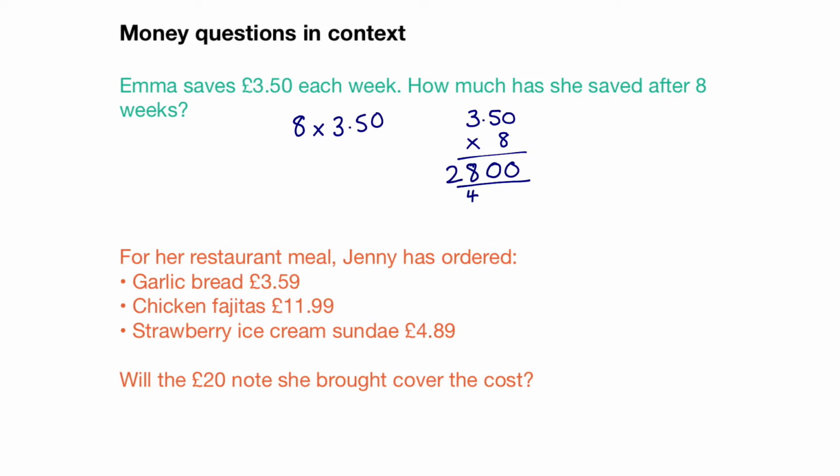And if we look at our question, look at the number of decimal places in the question, number of figures after the decimal point, we've got that one and that one. There are no figures after any decimal point here. So we've got 2 figures after the decimal point in the question. So we need 2 figures after the decimal point in the answer. And we need a pound sign because the answer's money. So after 8 weeks, Emma has saved £28.